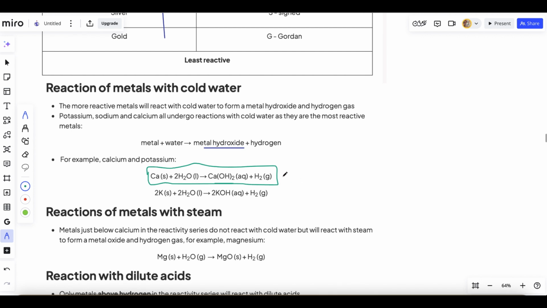If people fail what they know, they're not going to pass the exam, because you definitely fail what you don't know. If you keep failing what you know and you fail what you don't know, you've failed already. So please take note. Calcium solid reacts with cold water to form calcium hydroxide.